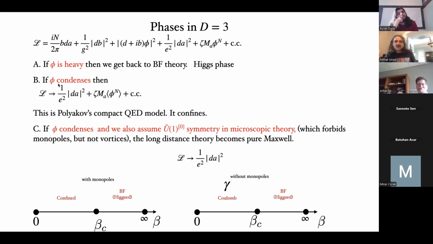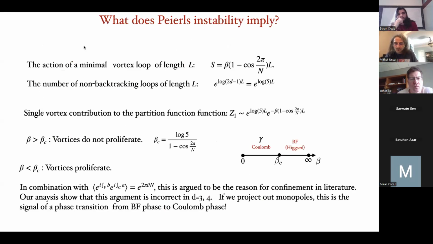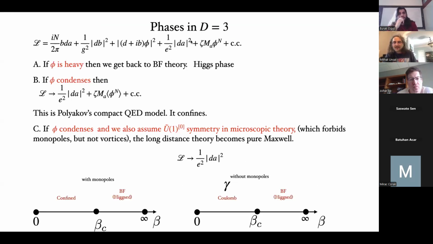But now the interesting situation is if this phi field condenses, if the center vortices condense, then this monopole operator becomes just like a regular monopole operator. The B field acquires a mass. I need to drop this thing, and the first term. Oops, sorry. So what is left is the Maxwell term and monopole operators. But this is nothing but Polyakov's compact QED, and it generates confinement. This is interesting. Good, we have these two options.